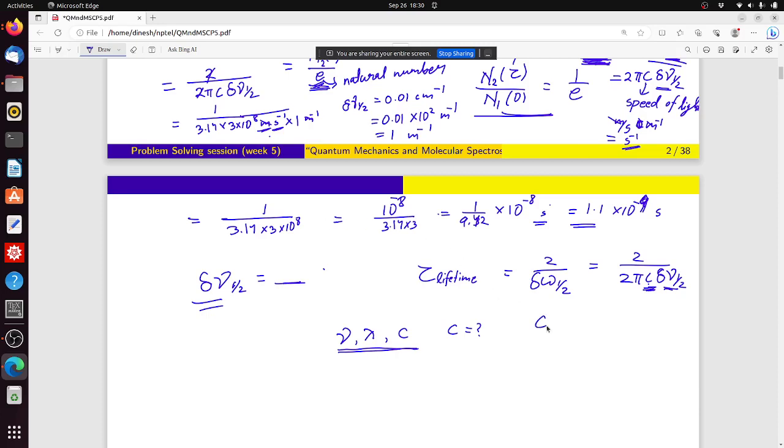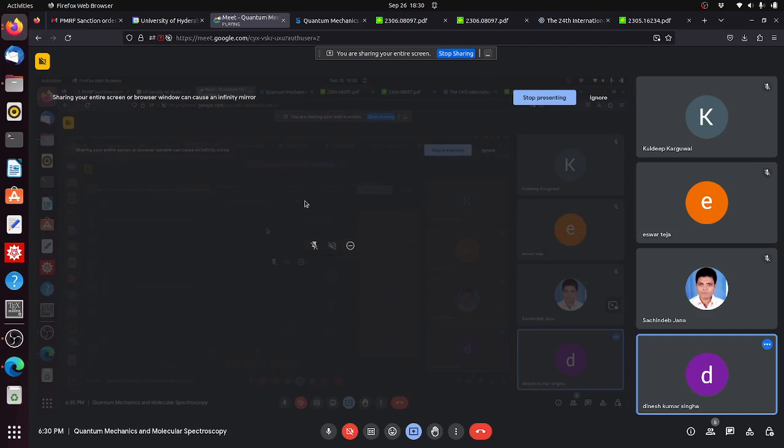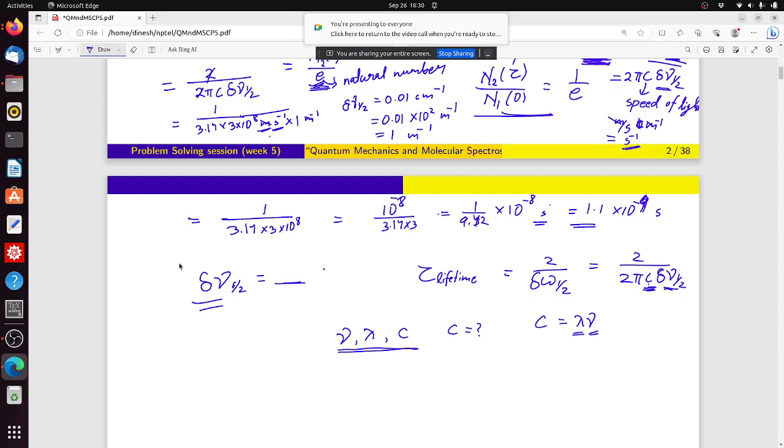So this speed of light is nothing but lambda times nu. Okay, this is wavelength. This is frequency of light. Okay. So are you guys getting what I am saying? Am I audible?